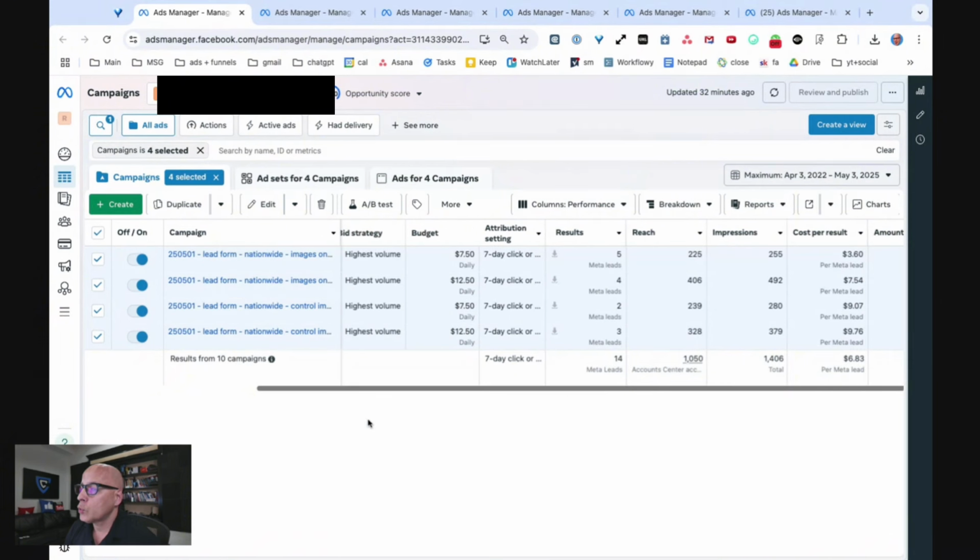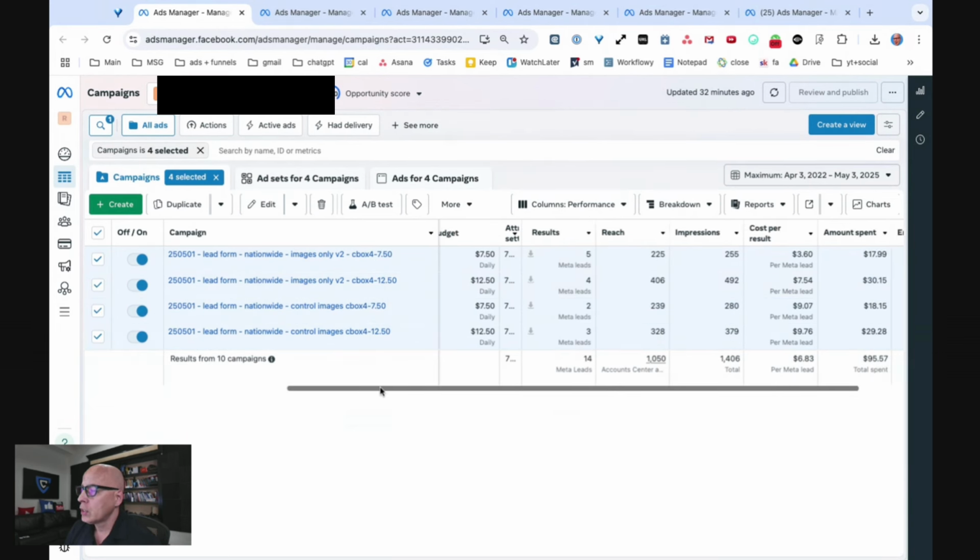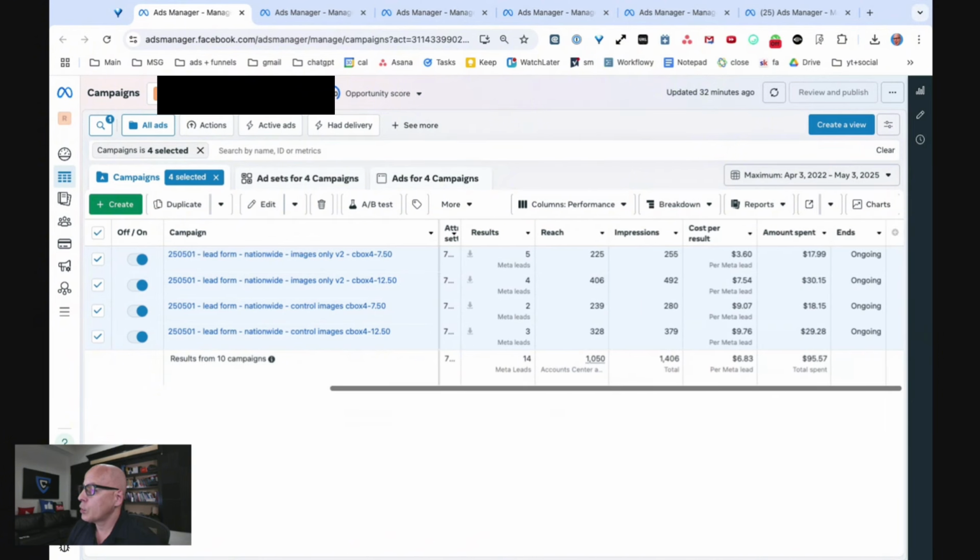Here's another one. Now this one's running nationwide. Let's see the nomenclature here. Images only, and then this is just a test that I'm running. If you notice, the campaigns are a bunch of different budgets. And this one has 14 leads at $6.83 per lead. Holy cow. This is pretty cheap. Let's see, nationwide. It's interesting. Yeah, these are nationwide. So this one has, these are some new images that I'm testing here.